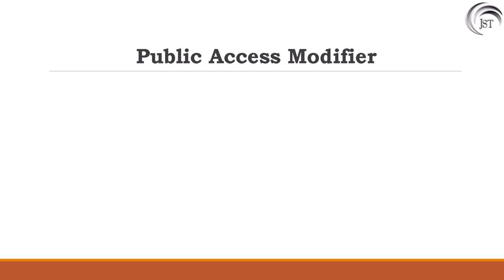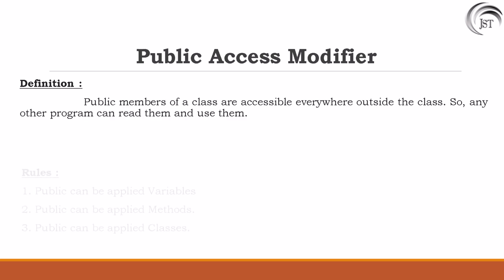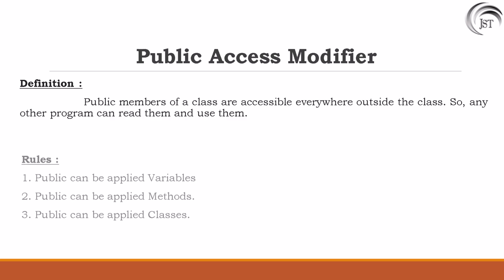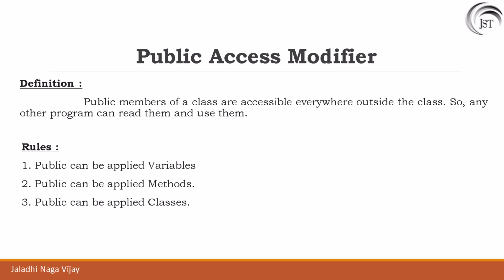Now take the public access modifier. With the public access modifier, public members of a class are accessible everywhere outside the class. So any other program can read them and use them. For better understanding, we can discuss it with an example. For the public access modifier, you can take the example of India.